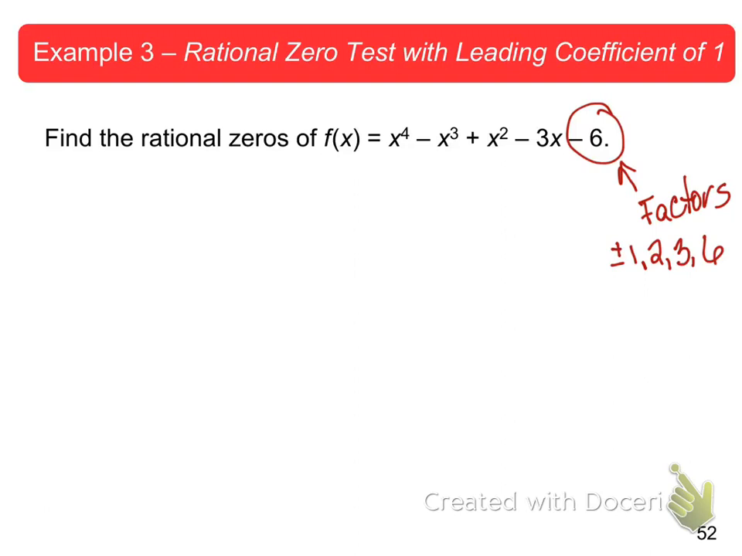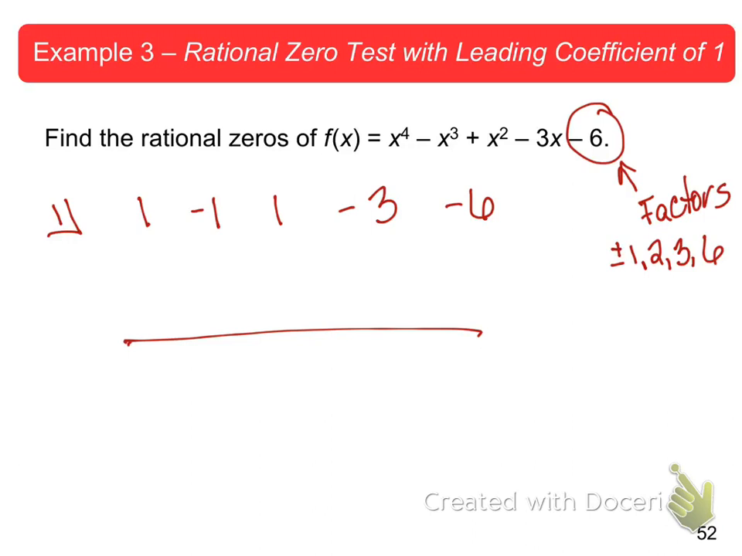Where do you want to start? Positive 1? It's always easy to start with positive 1. Let's start with positive 1. Okay? So I'm going to start with positive 1. And remember, using synthetic division, I'm writing down my coefficients. So I have positive 1, negative 1, positive 1, negative 3, and negative 6. I am trying to factor this, is what I'm doing. Okay? That is my ultimate goal here, is I want to factor this so that I can find my zeros.